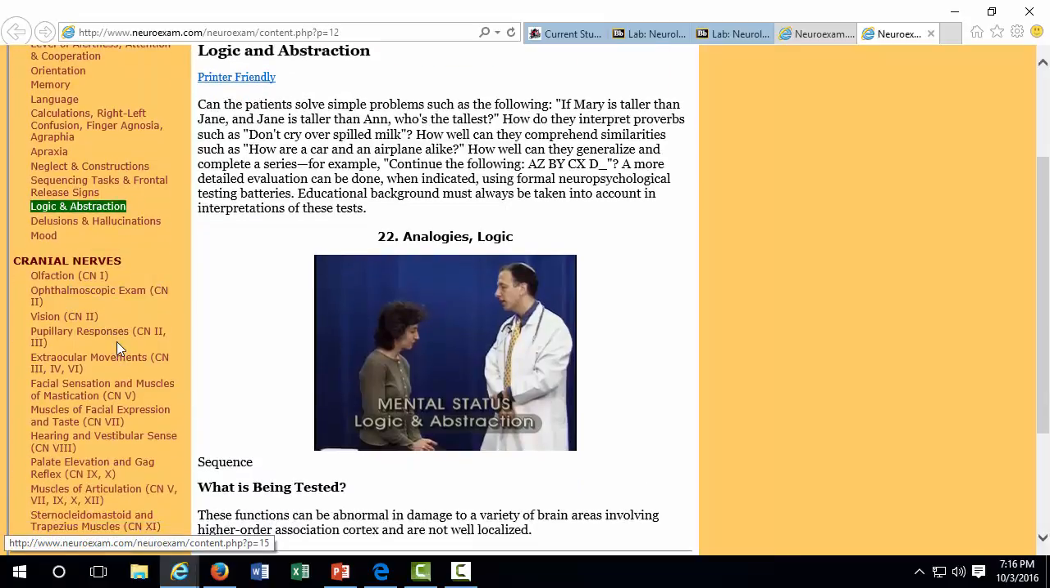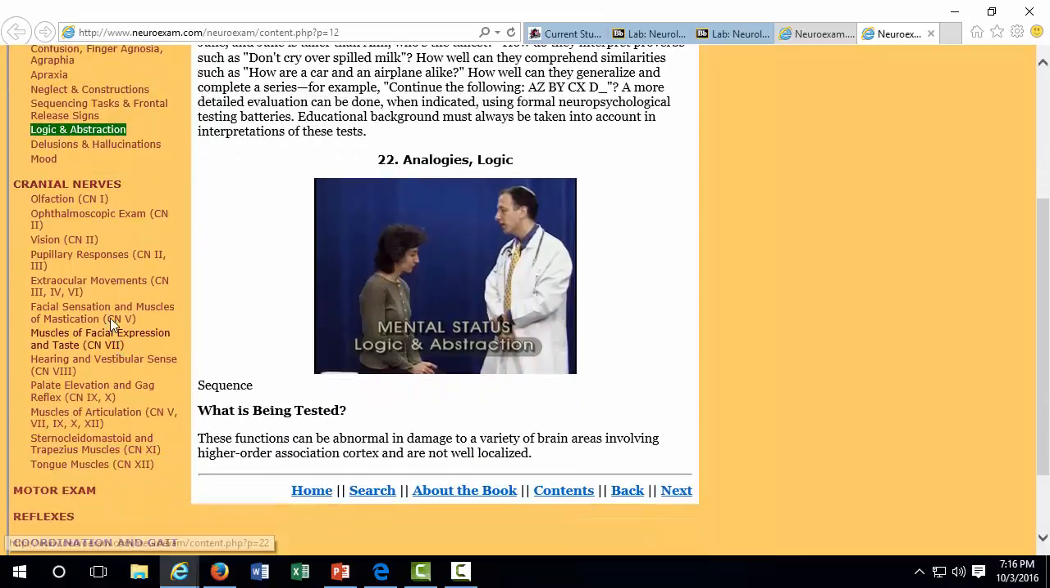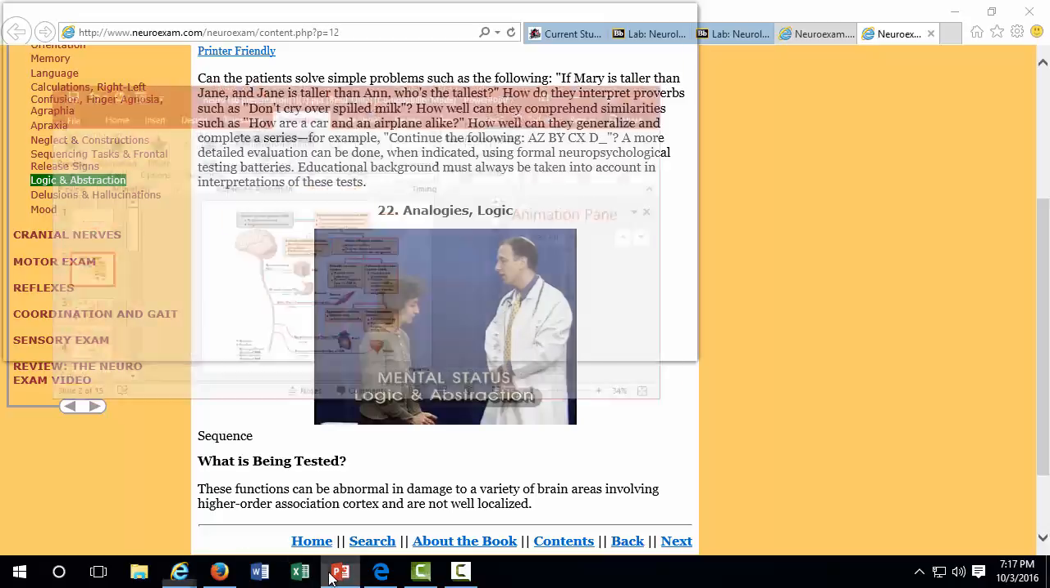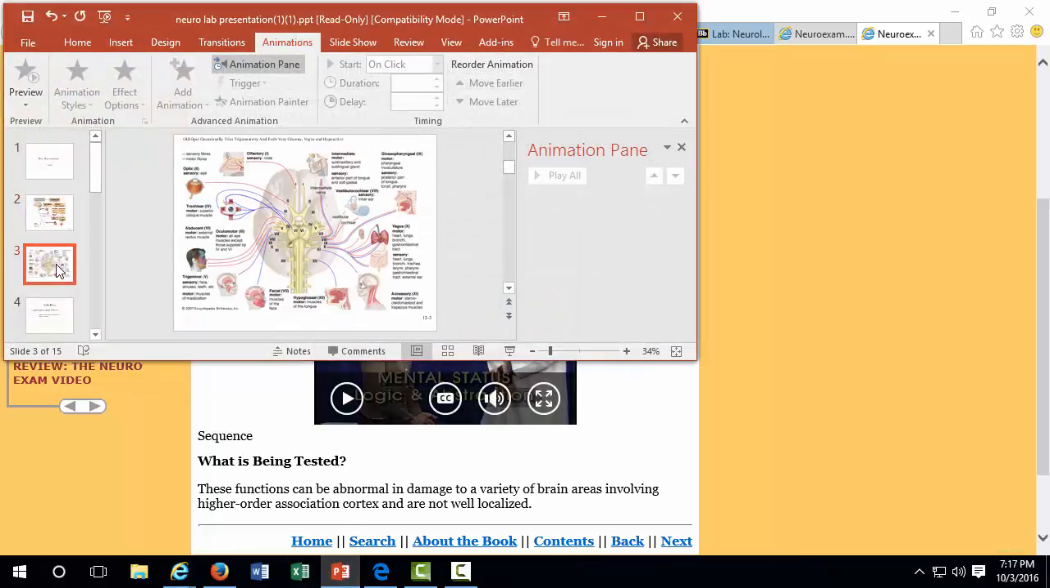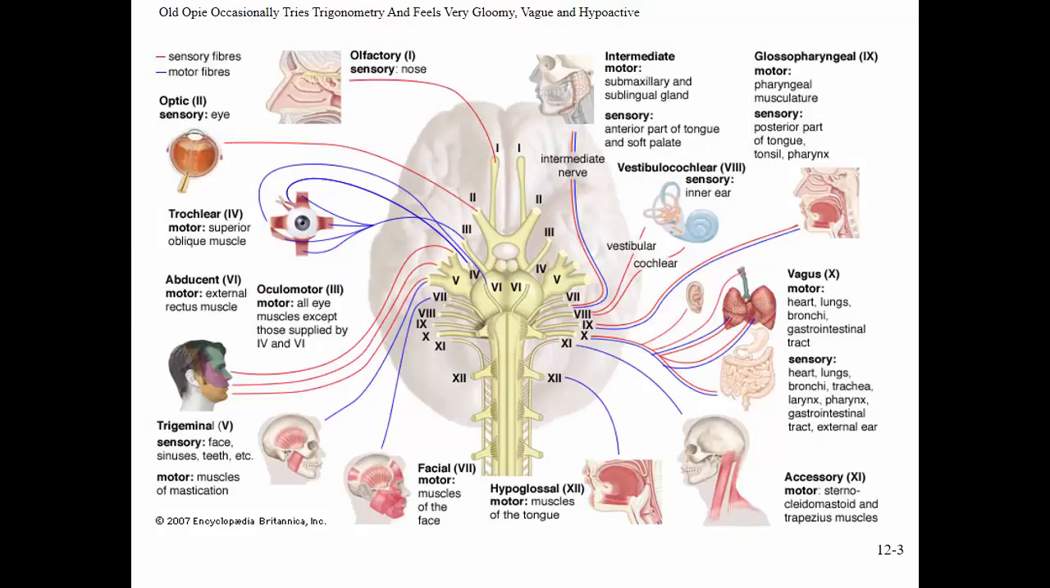So there are 12 cranial nerves, and you have to know, not for the lab exam, you have to not only know just the name of the cranial nerve, but also what type of nerve it is in terms of, does it carry sensory information, motor information, or both? If it carries both sensory and motor, we say that it's a mixed nerve. And I'll show you in our PowerPoint here what that looks like.